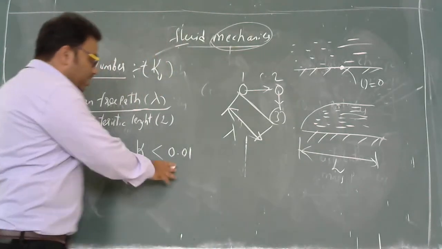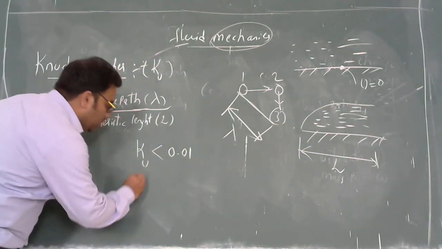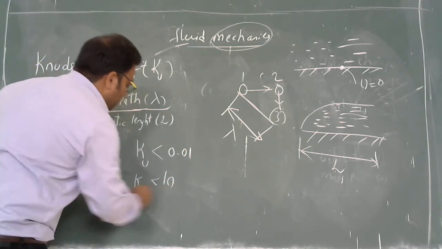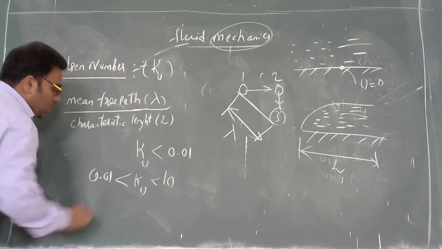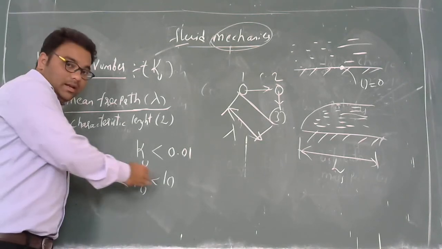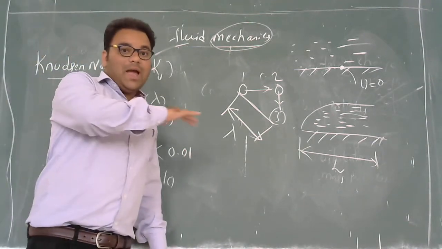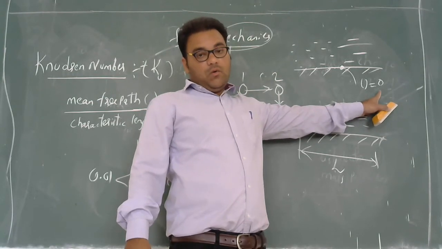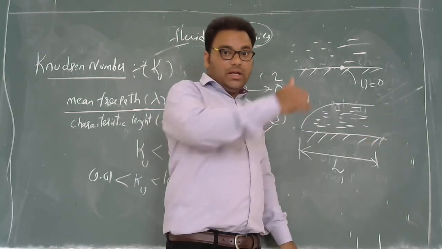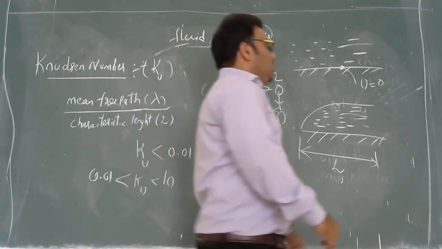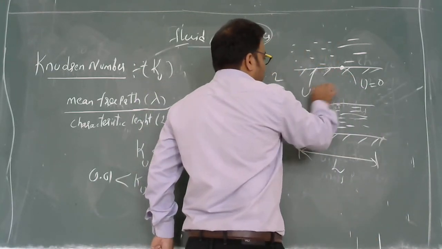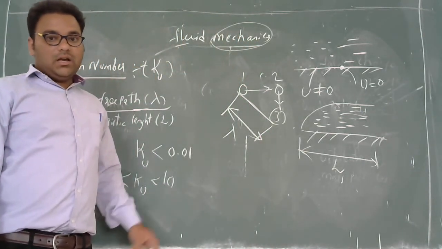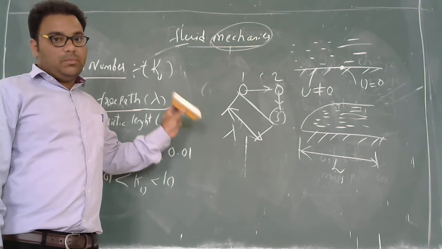If the Knudsen number ranges from 0.01 to 10, then a slip factor will be considered. For a value of 0.01, the velocity u is 0. If the Knudsen number keeps increasing, then the velocity will not be considered as 0, so you won't take the continuum concept. The continuum concept is not applicable for this.